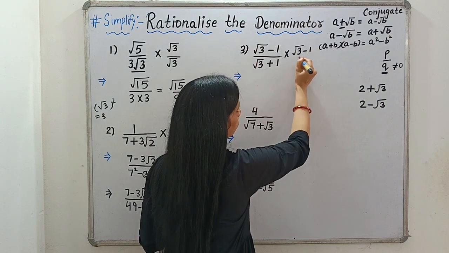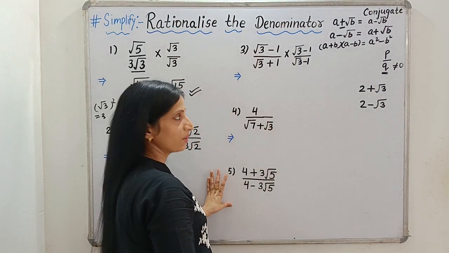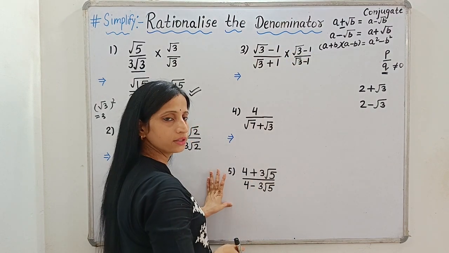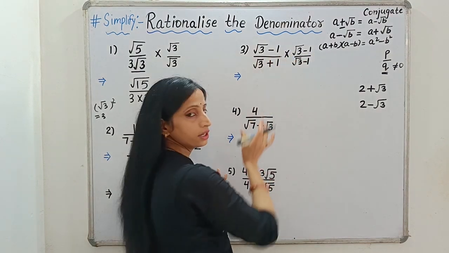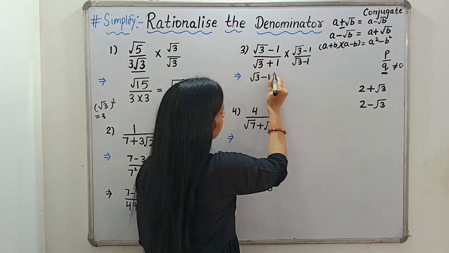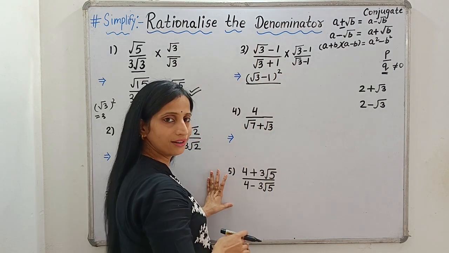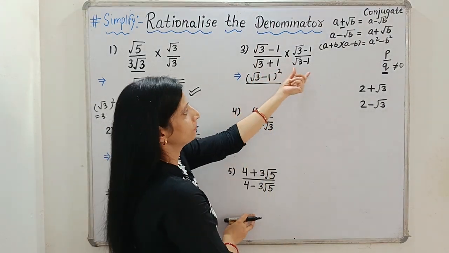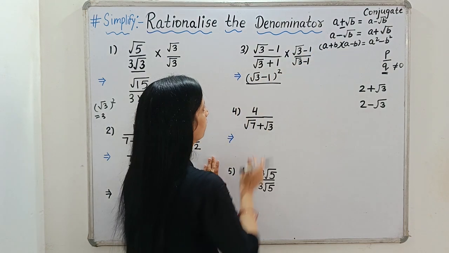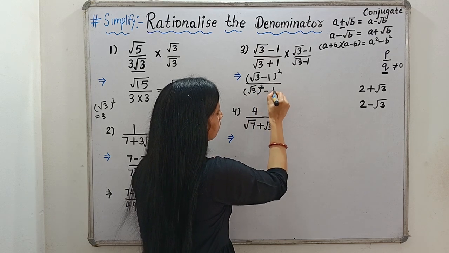So its conjugate will be root 3 minus 1. Similarly, root 3 minus 1. Now, in the numerator, you can see root 3 minus 1 multiplied by root 3 minus 1. So what will it become? A minus b whole square. So let's write root 3 minus 1 whole square upon, in the denominator, again you can see it is a plus b multiplied by a minus b, that is a square minus b square. So what is a? A is root 3. So root 3 square minus 1 square.